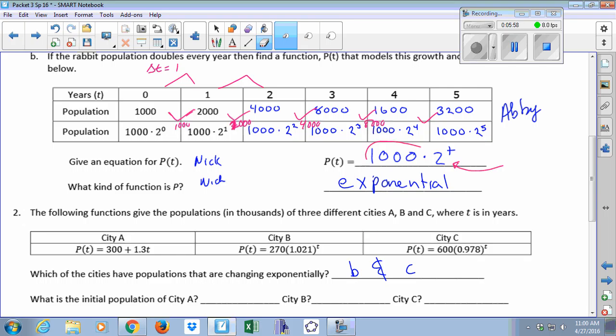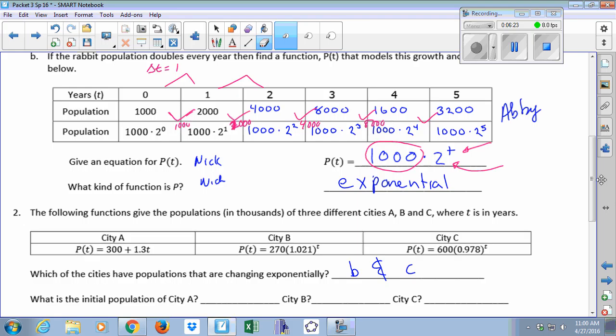My initial population now is a number that's out front of my exponential. And now my independent variable's an exponent, which is very different than anything we've looked at so far. Any questions on how to get the equation from looking at the pattern we established in the table? Any questions?